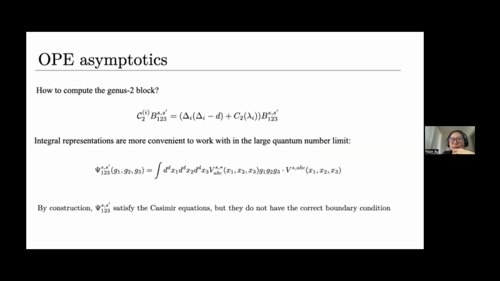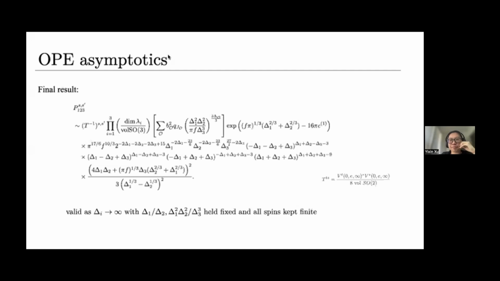I prepared some slides to explain the shadow formalism and how to compute the genus-2 block, but I think at this point it feels probably overwhelmingly technical. So maybe let me just jump directly to the final results, and if you have questions, we can come back to it. So as I promised in the beginning of the talk, here is the full form of the OPE asymptotic.